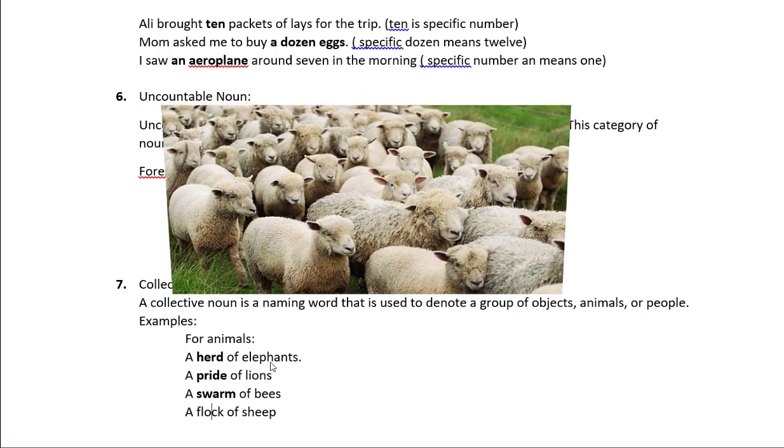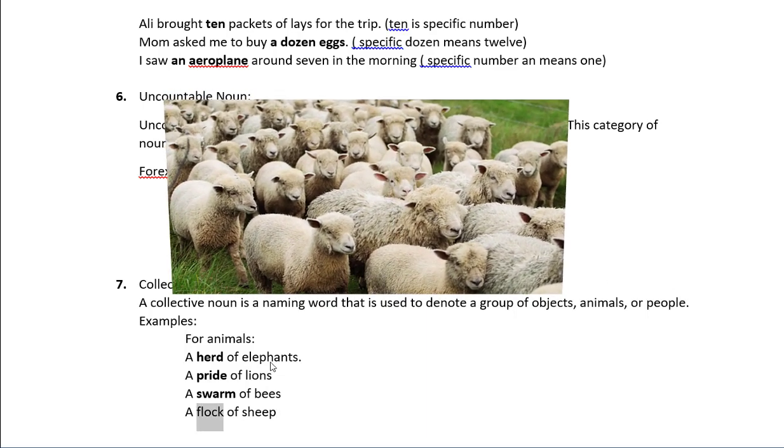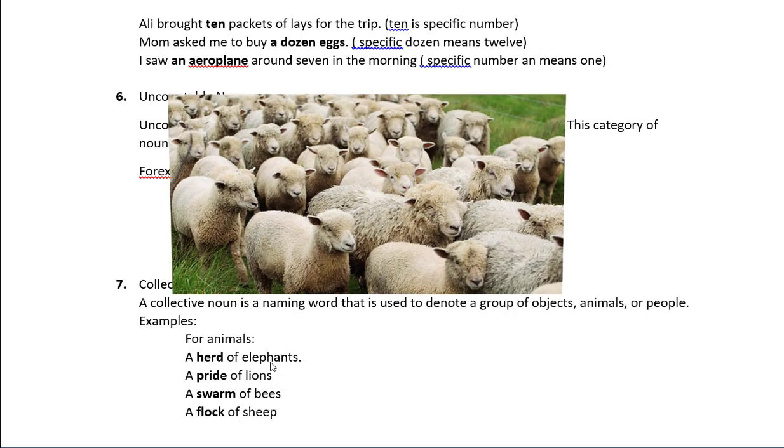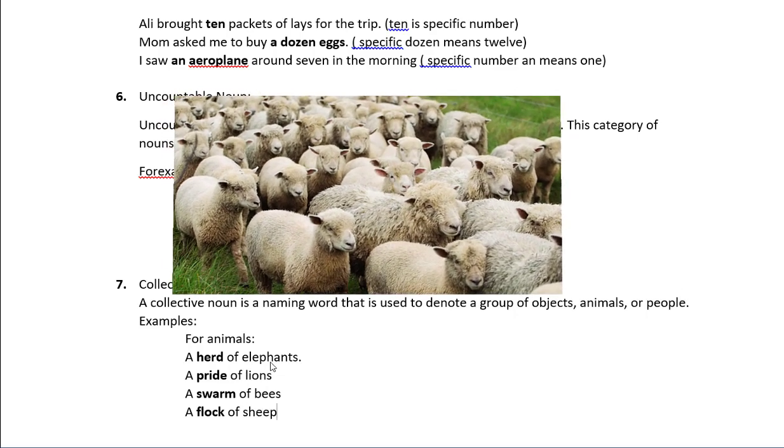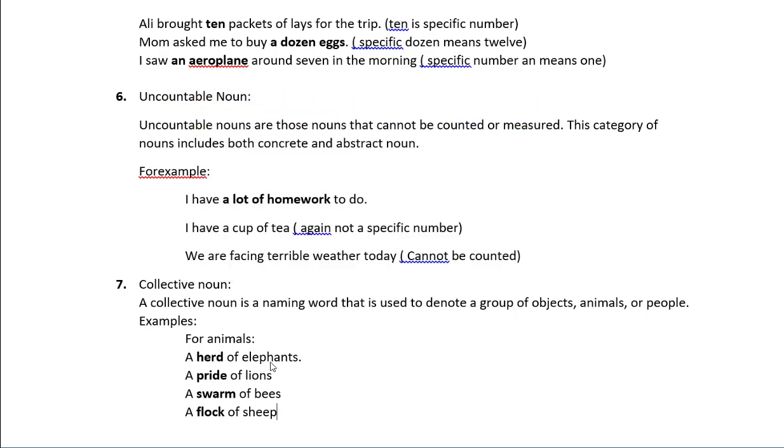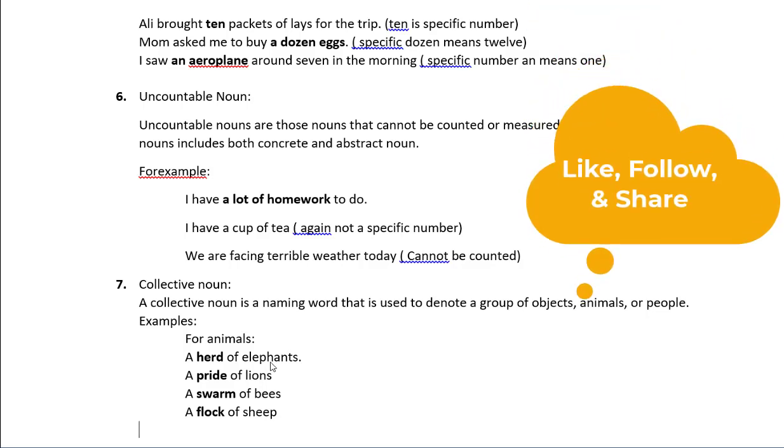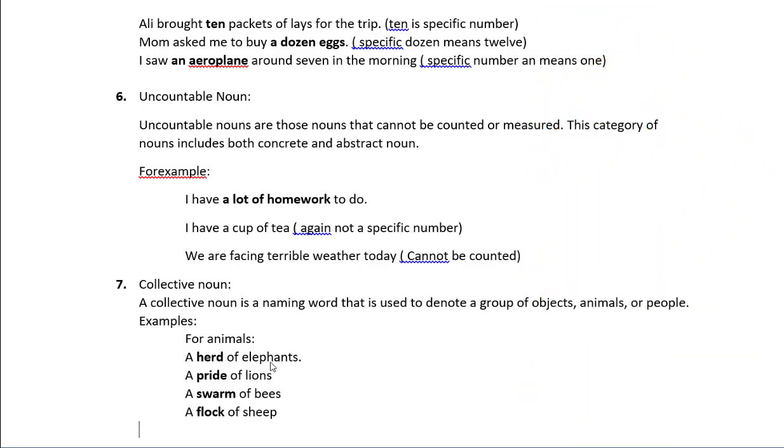This is another collective noun. What is the flock? It is the collective noun which shows the group of sheep. Okay, now we can say this is the collective noun for animals. We have used this only for animals. You can get many more examples on Google.